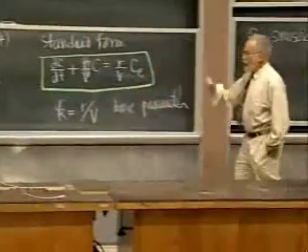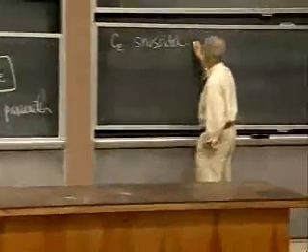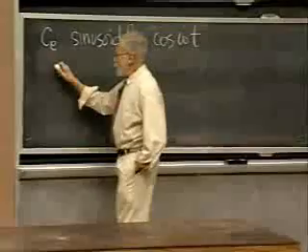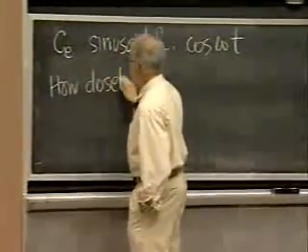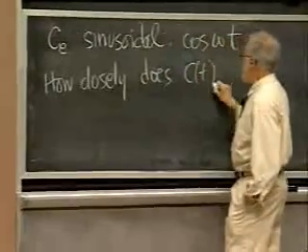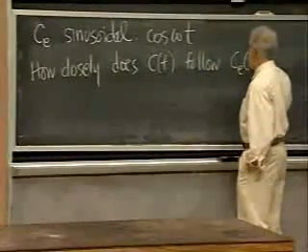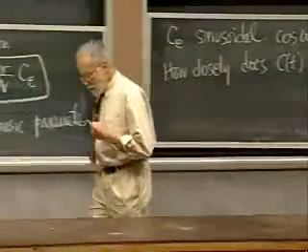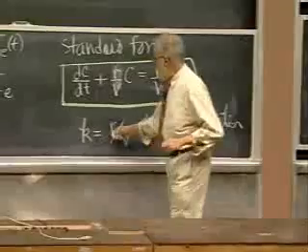And then we would be asking, so suppose this varies sinusoidally. In other words, it is like cosine omega t. I'm asking how closely does the concentration in the tank follow C sub E? Now, what would that depend upon? Think about it. Well, the answer, suppose K is large.